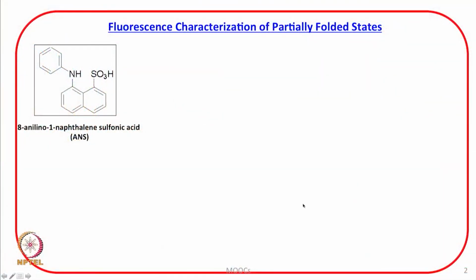Therefore, the changes in the fluorescence emission intensity and the changes in the fluorescence emission wavelength where the maxima appears gives lot of information, as we will discuss a bit later how it gives. Now, let us take a look at the slide. This molecule, 8-anilino-1-naphthalene sulfonic acid, has been extensively used in literature in the characterization of the partially folded states. How and why?